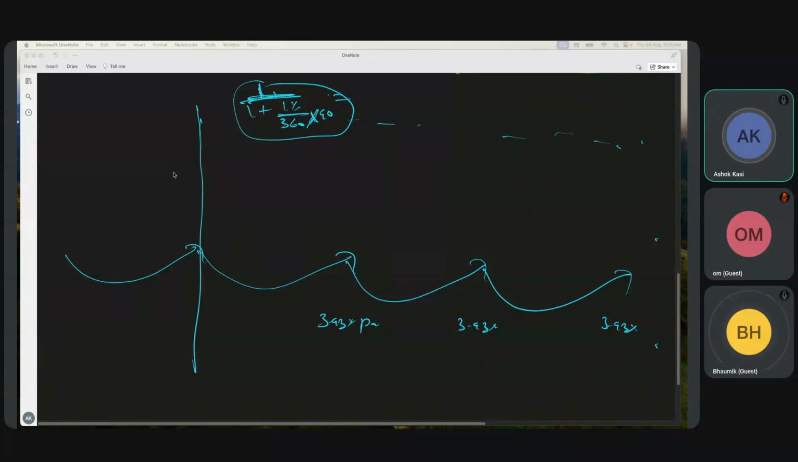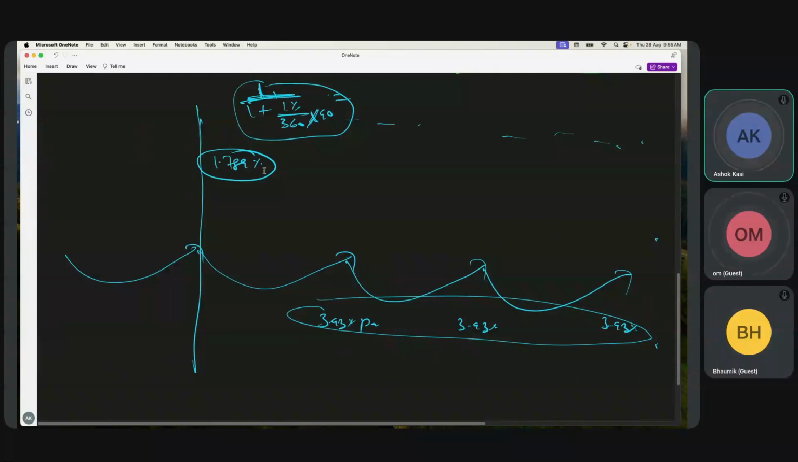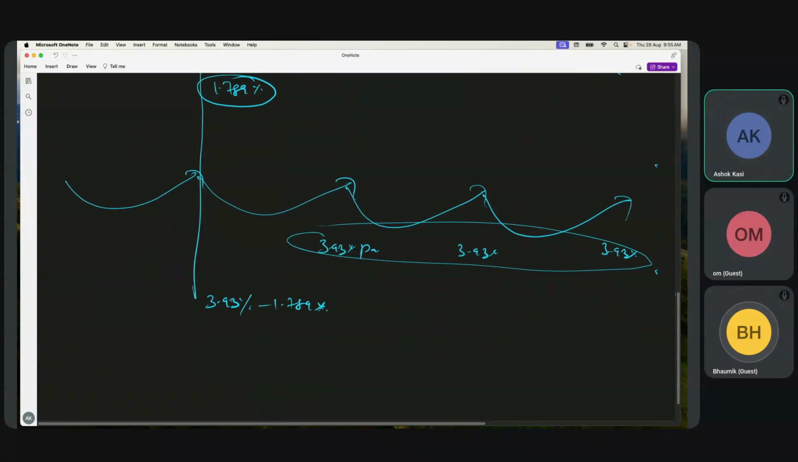Okay, calculated, it comes to 1.789. Fine. So 1.789 you have calculated, right? And this is 3.93. So basically this tells us that we are paying more and receiving less, correct? Receiving less, that is 1.789. So 3.93% minus 1.78. Now both are fixed. We have converted. So now this difference has to be the profit then.